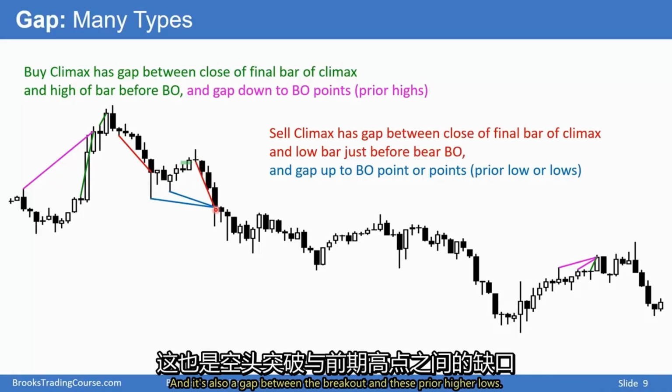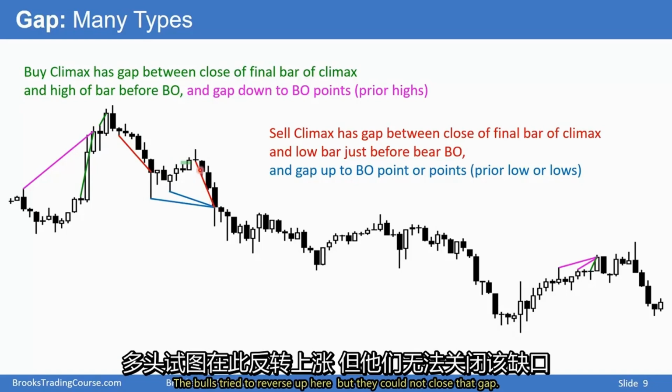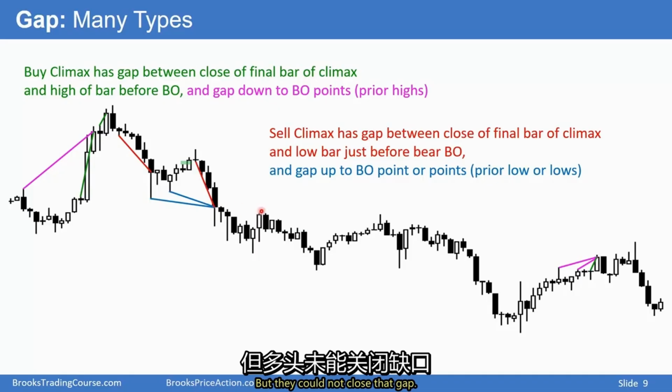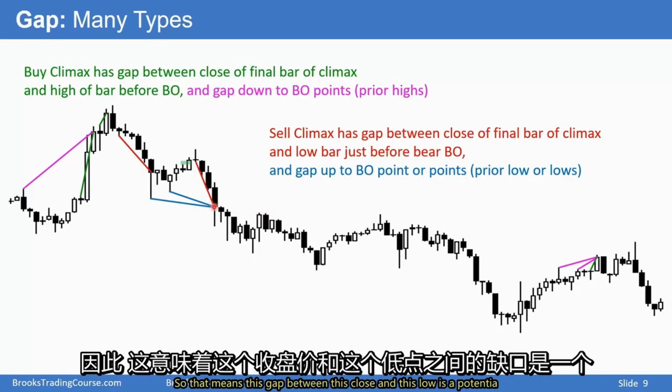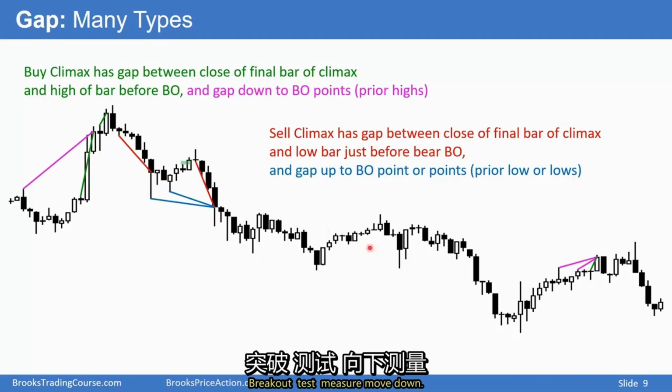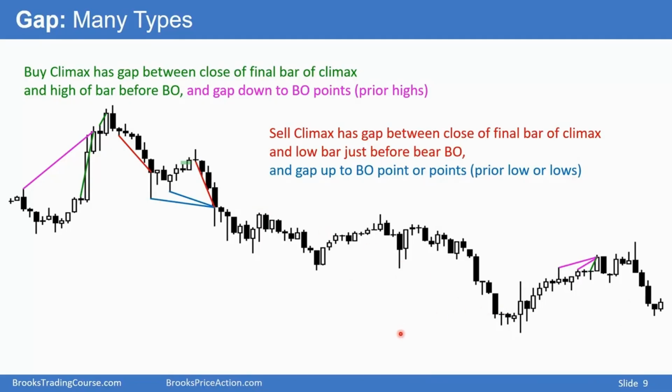At any given moment, you look at the most recent close. The gap is between that close and the start of the bear breakout, the bar before the bear breakout began. And it's also a gap between the breakout and these prior higher lows. The bulls tried to reverse up here, but they could not close that gap. So that means this gap between this close and this low is a potential measuring gap for a measured move down. So down to here, breakout test, measured move down.